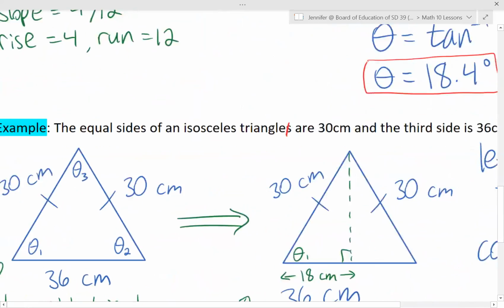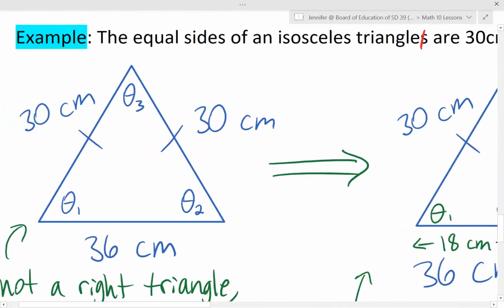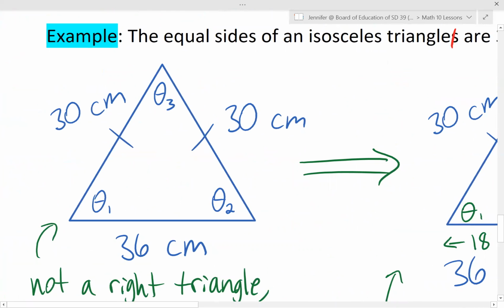First step always is to draw our diagram. So this is an isosceles triangle. That means 2 of the side lengths are equal and 1 of them is not. So I've drawn it. I'll say these 2 side lengths are the equal ones. They're both 30 centimeters as stated in the problem, and the other side length is 36 centimeters. These lines, remember, represent that these 2 side lengths are equal.